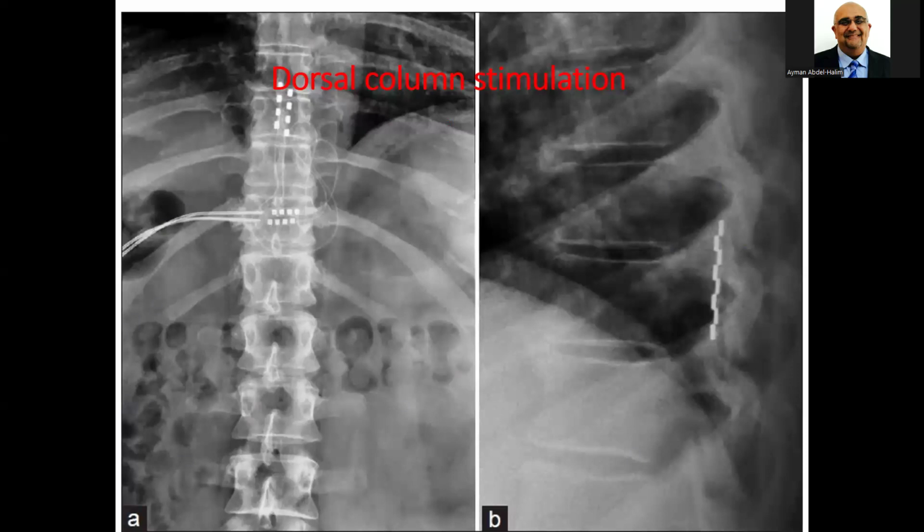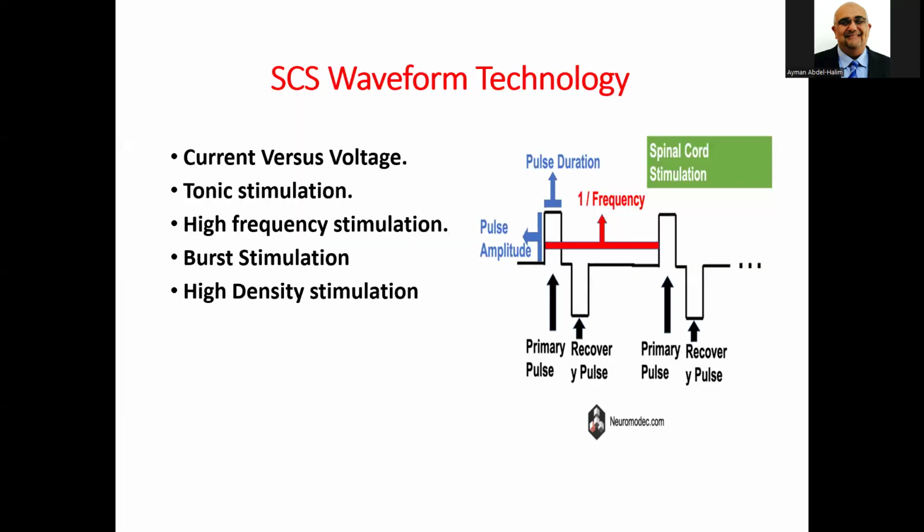All right, we'll talk about dorsal column stimulation. This is part of the algorithm for radicular pain. To understand spinal cord stimulation, you have to understand the spinal cord stimulation waveform technology. So we have 5 elements here that you need to know about: current versus voltage, tonic stimulation, high frequency stimulation, burst stimulation, high density stimulation.